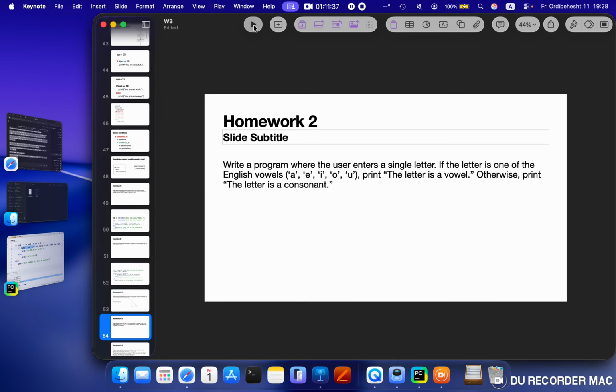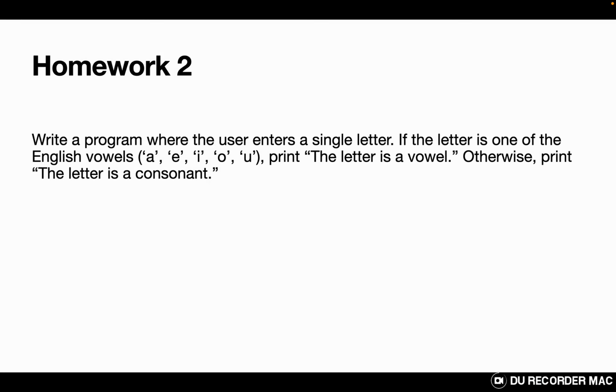The next exercise is you should ask the user to input a single character, and your program should check if the letter is one of the English vowels, I mean A, E, I, O, U. If it is, the program prints that the letter is a vowel. Otherwise, it prints that the letter is not a vowel or something like this. This question helps you to practice working with strings and conditional statements in Python.